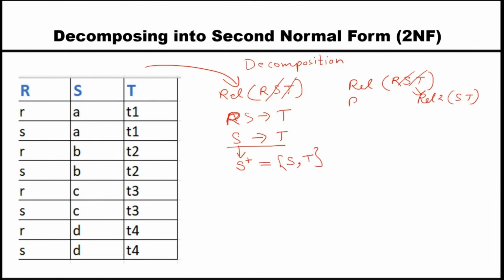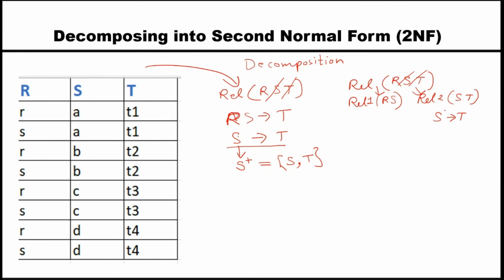How many are left? Only one is left, which is R. But there should be some common attribute, and the common attribute must be the candidate key. This is the requirement that we have understood for lossless decomposition. So you can put R here, and the common attribute, which is the candidate key, is S, so you can take it. So the final breaking is the relation into relation 1 and relation 2. Here you can write the functional dependency S is determining T.